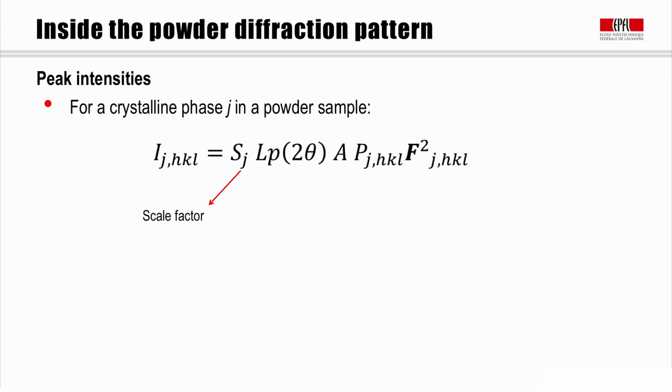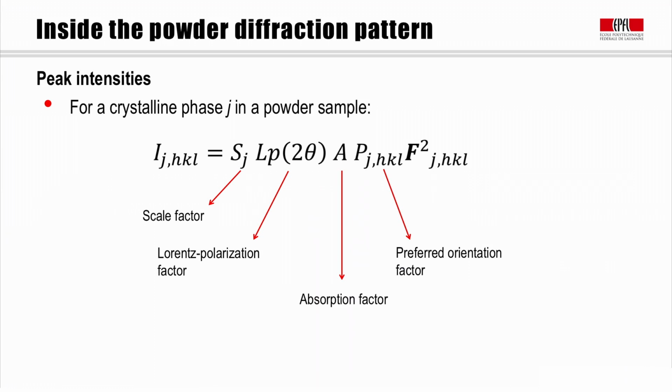So there is a general scale factor, dimensionless. There is a Lorentz polarization factor, which mostly depends on how the diffraction takes place in your instrument. There is the absorption factor, which takes into account how much of the incoming radiation is absorbed by the sample. And there is a preferred orientation factor that takes into account whether some hkl reflections are over- or underrepresented because, for instance, some crystallites have a non-uniform dimension, such as platelets or needles, and they can be solicited more than other kinds of reflections. Finally, and most importantly, there is the structure factor.